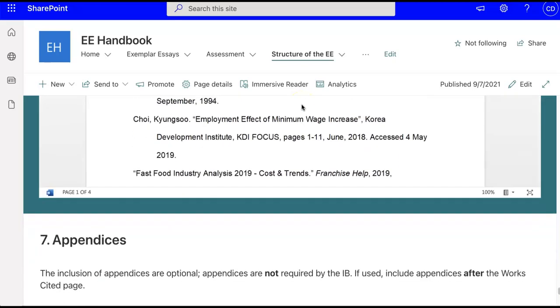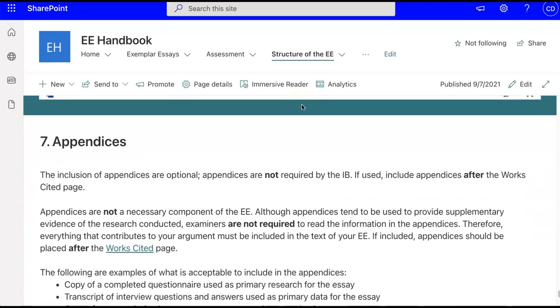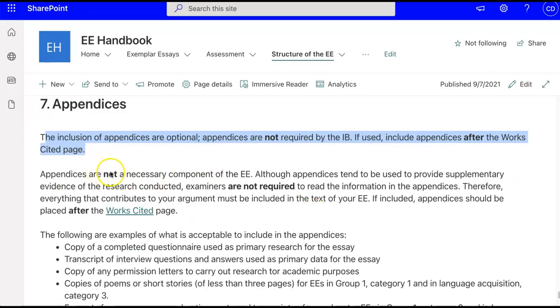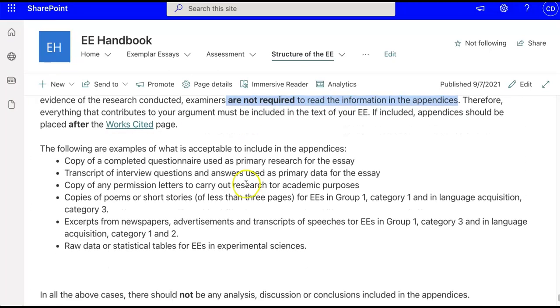Okay, so moving on then to talk about the appendices. Now the first thing to say is that the appendices are not mandatory. You don't have to include one, but if you do, you should include it after the works cited page. Bear in mind that the examiner is not required to read the information in the appendices. Therefore, if there's anything that's really essential to understanding your EE, that should be in the main body.